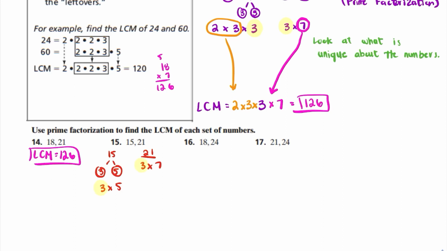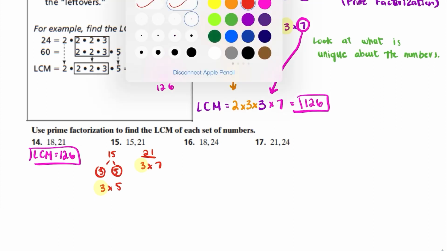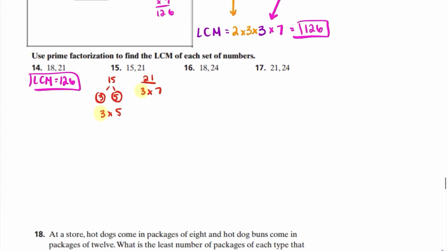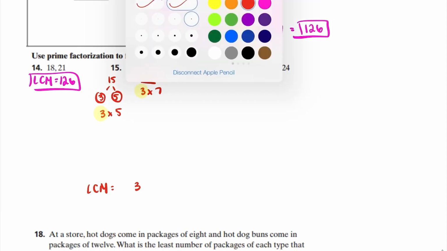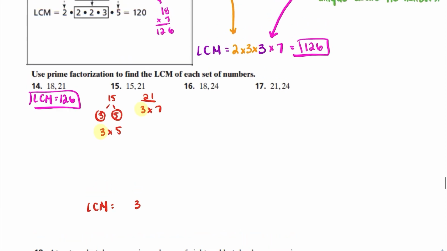I see that they both have a 3. So when I calculate my LCM, which I'll write down here, I know that 3 is going to be involved. So I take what they have in common, and I'm going to be multiplying some numbers together. Next, let's find out what they have that is unique. Okay, what is something 15 has that 21 doesn't? Well, 15 has this 5.